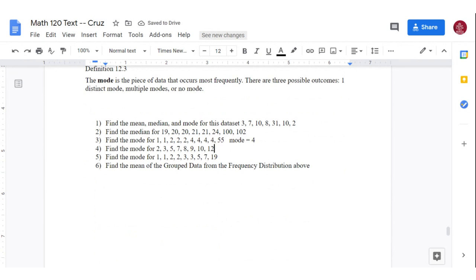But on this one, because you got 2, 3, 5, 7, 8, 9, 10, and 12, there is no mode because everything is unique. So it's possible to have one mode, no mode, or more than one mode. Now here, 1 repeats twice, 2 repeats twice, and 3 repeats twice. So this one has got 3 modes.